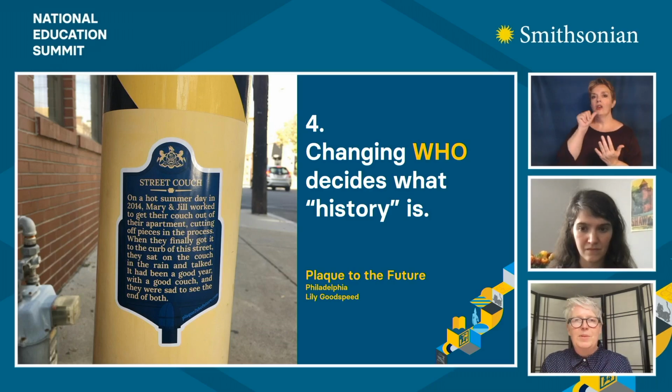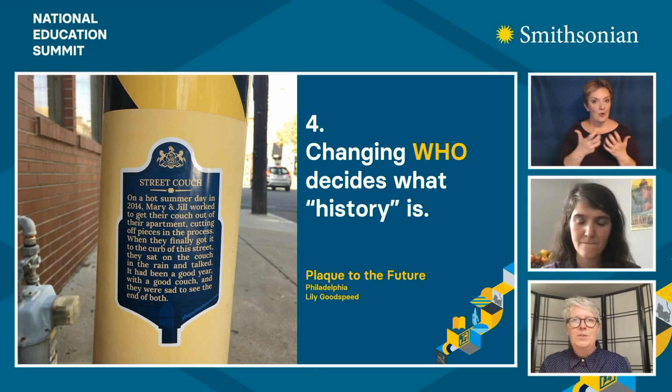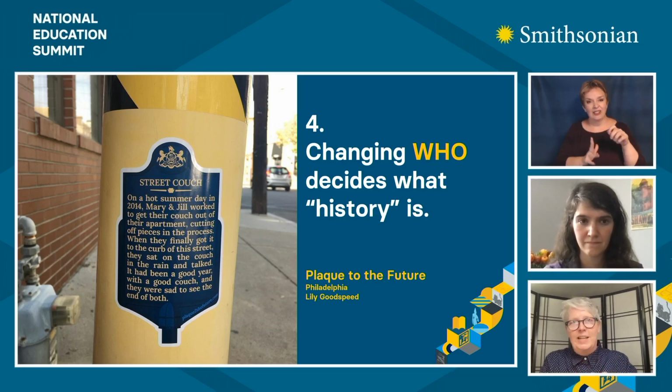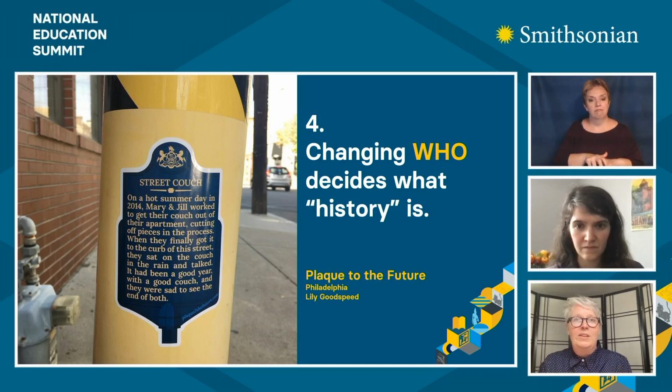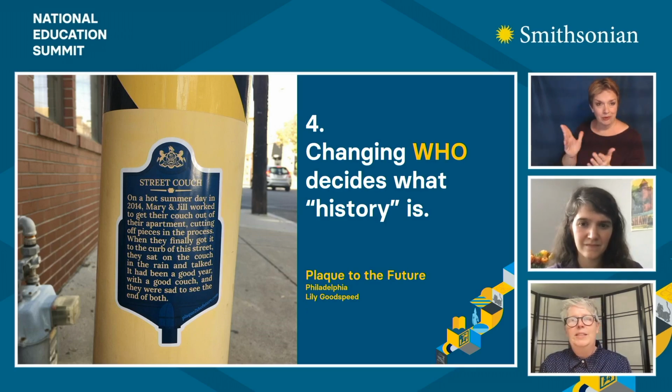So for example, this one is called Street Couch, and it tells a story of how these 2 roommates were moving and trying to get their couch down the stairs and onto the sidewalk, and they end up having to cut off parts of the couch in order to get it down the stairs. And then they got so exasperated that they just sat there on the sidewalk on their couch and just talked about, hey, this was a good year and this was a good couch. That's just not a story that would really make it to the history books, but it's such a human, interesting story.